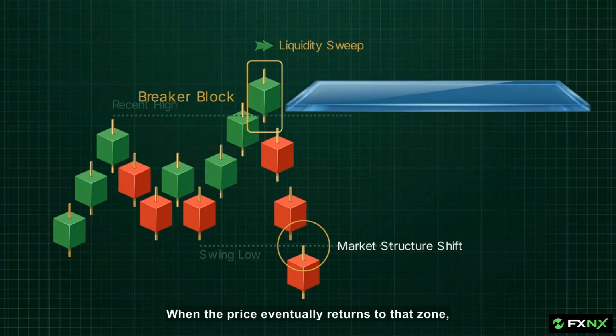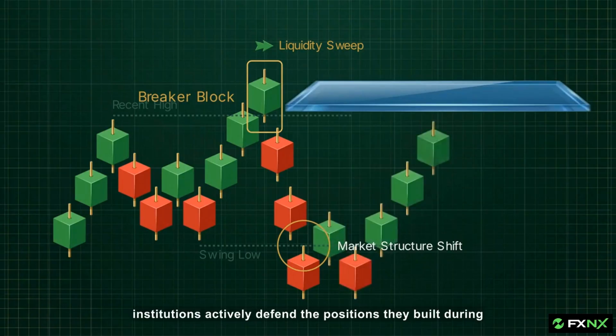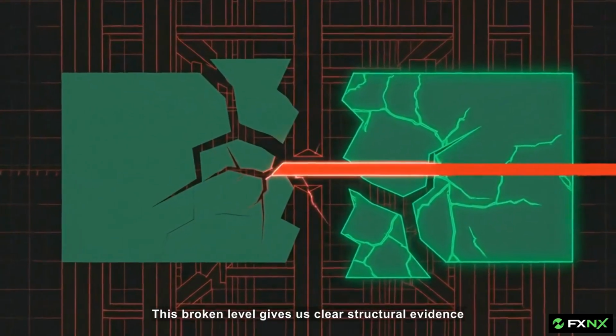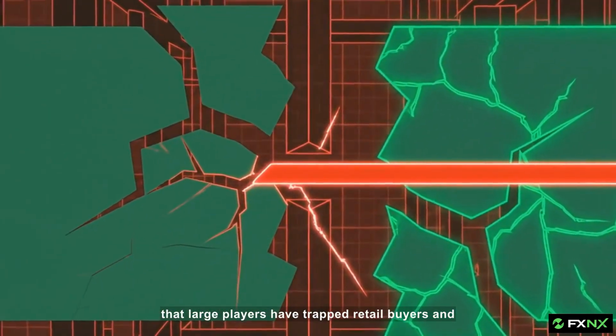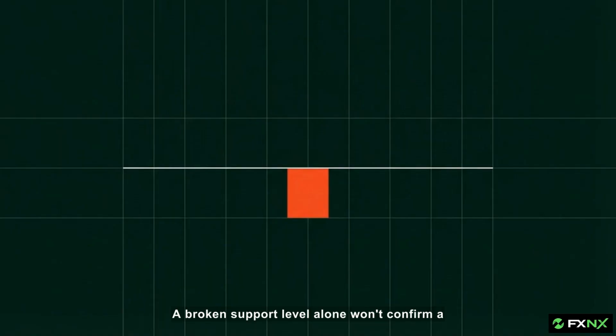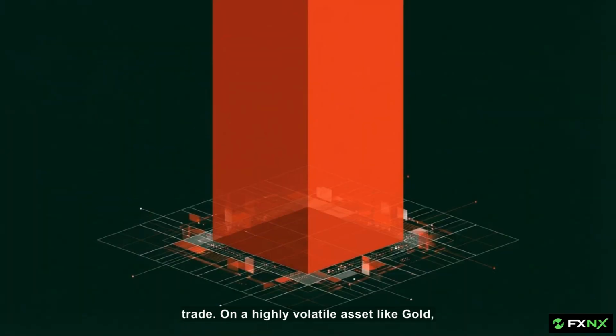When the price eventually returns to that zone, institutions actively defend the positions they built during their initial trap, turning that old support into a heavy wall of resistance. This broken level gives us clear structural evidence that large players have trapped retail buyers and flipped their direction. A broken support level alone won't confirm a trade. On a highly volatile asset like gold, you need to see displacement.